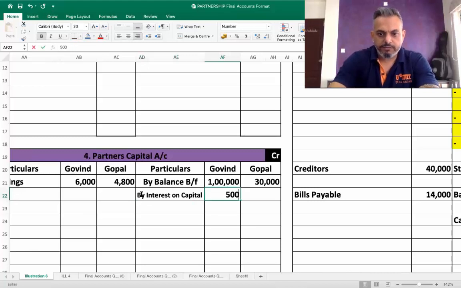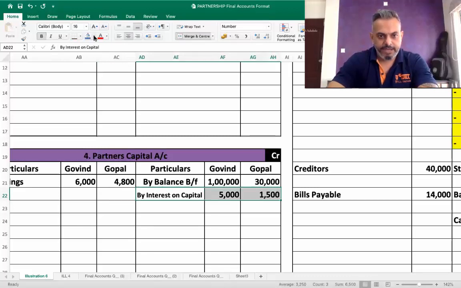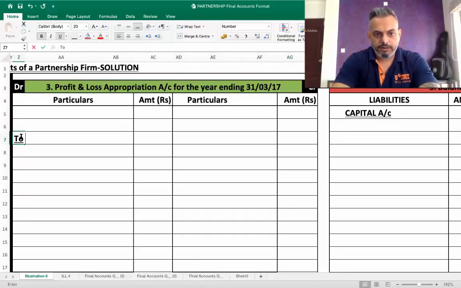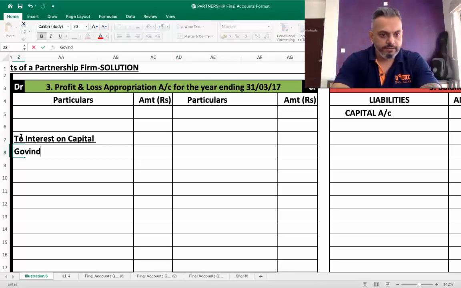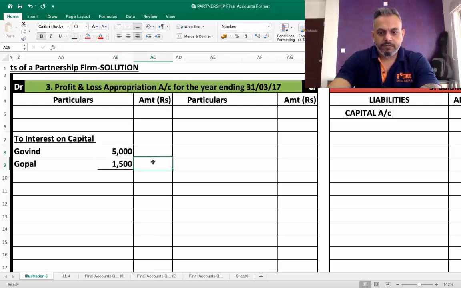5%, so 5,000 and 1,500. Now, partners' capital account credit, P&L appropriation account debit. So P&L appropriation account to interest on capital: Govind 5,000, Gopal 1,500, total 6,500.